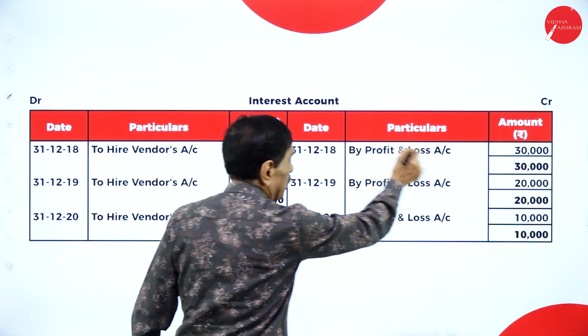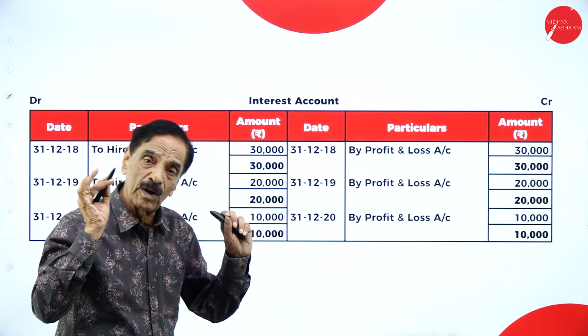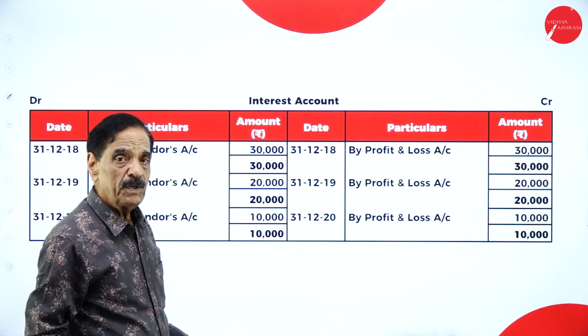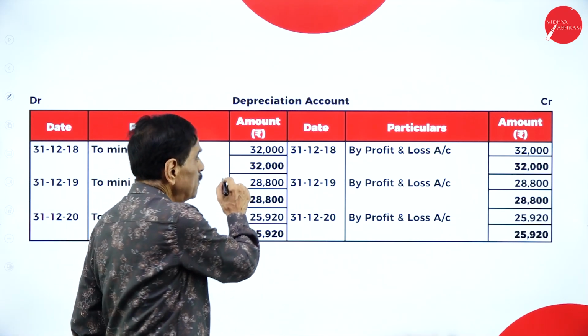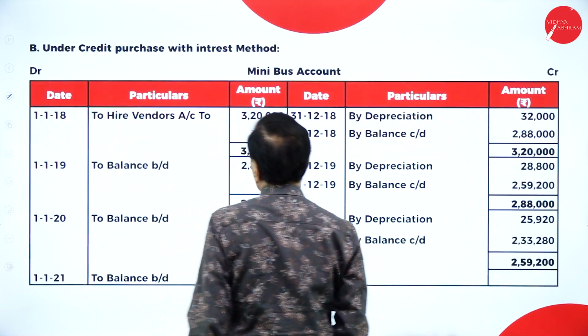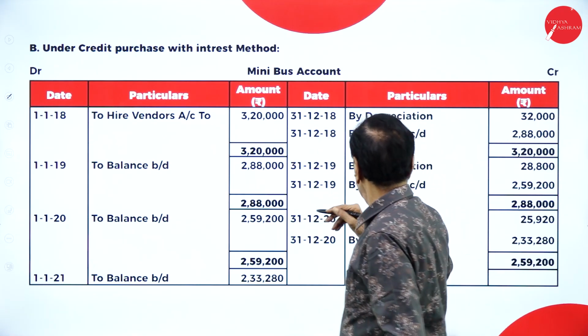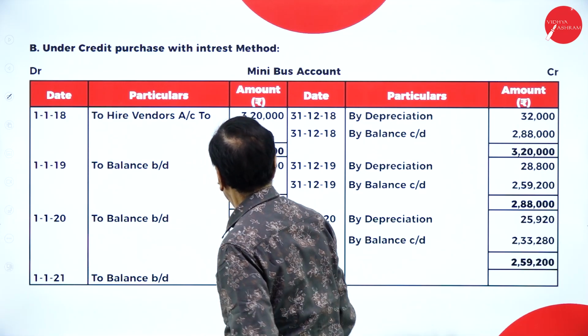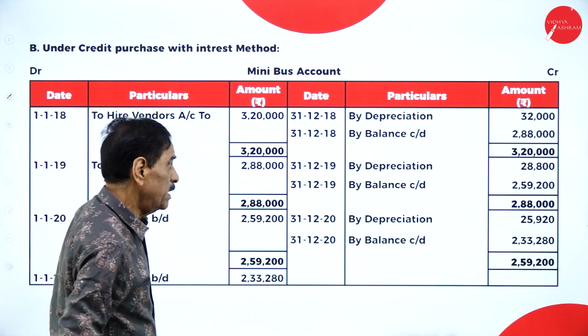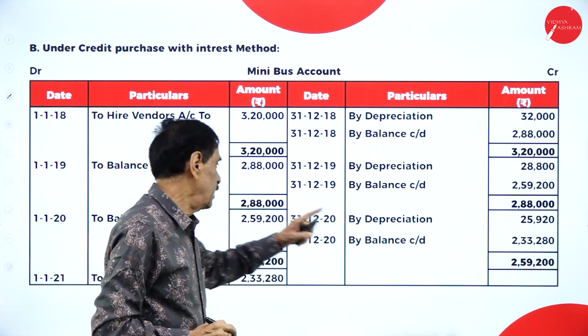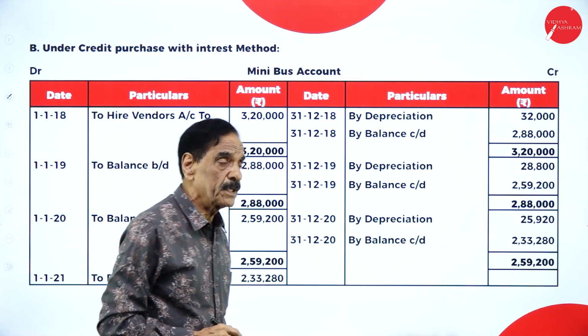Interest to hire seller by profit and loss account. Interest to hire seller by depreciation. Depreciation account debit to asset account by profit and loss account. Under credit purchase system, in machinery account, machinery account debit to hire seller account by depreciation, carried down, brought down by depreciation, carried down, brought down by depreciation.